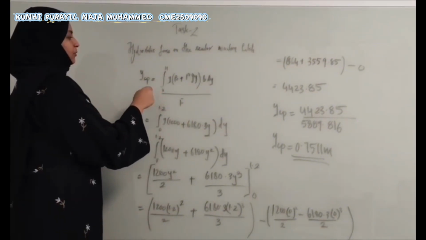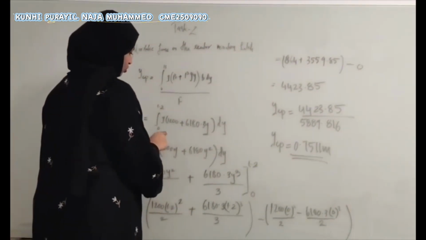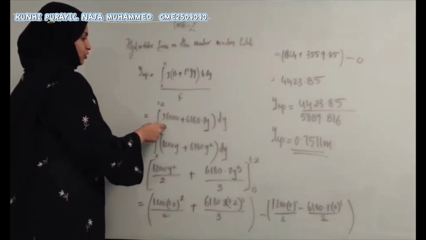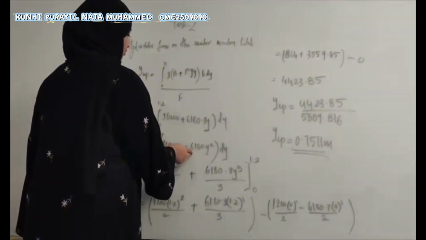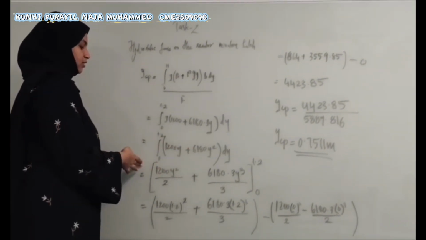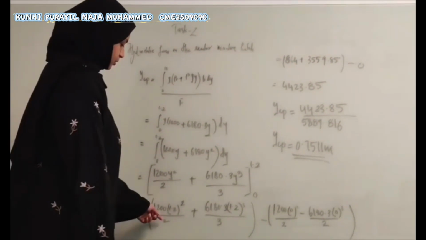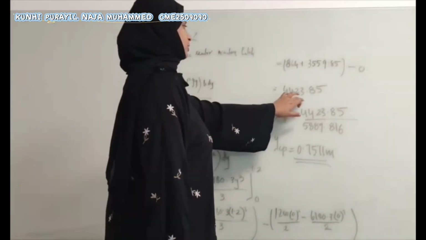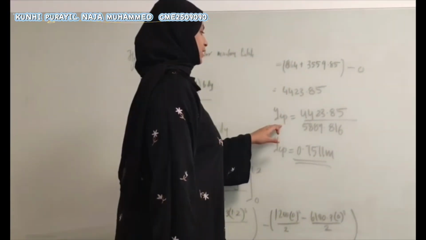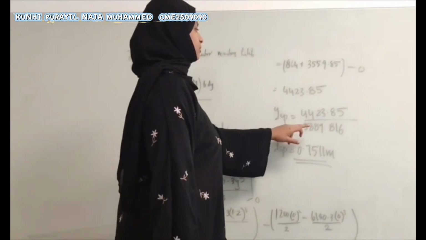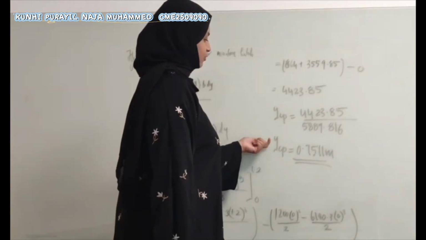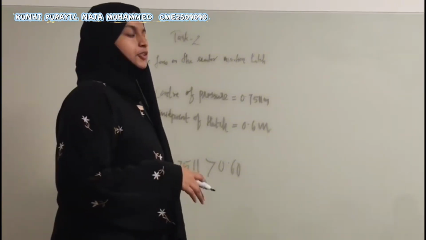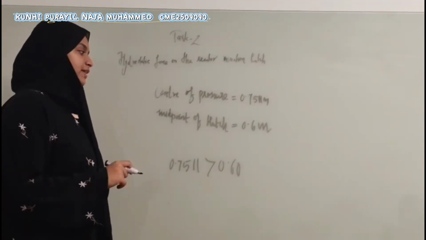Let's consider the numerator only right now. The h is also 1.2 here. We can substitute all the values here. As we know, for a definite integral, it is the upper limit minus the lower limit. So we substitute all the values, and finally we get our answer, 4423.85. To find YCP, we divide this answer by the force. So finally we get YCP equal to 0.7511 meter. Now we have the center of pressure, which is equal to 0.7511 meters.